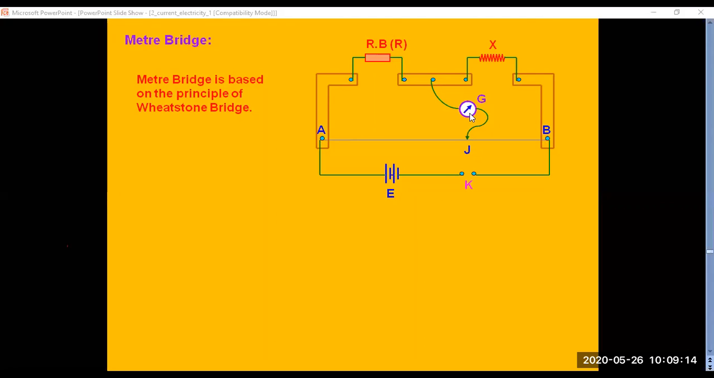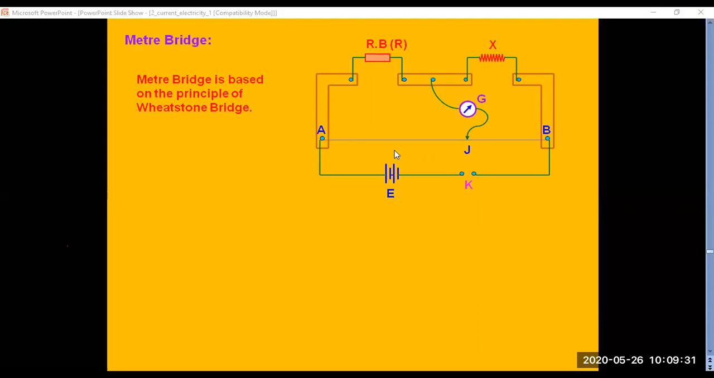As you keep moving, you will get a point J where the galvanometer will show 0. That means no current is passing. So that point is called the balancing point. Keep it in mind, you should take your jockey and keep moving it until the galvanometer shows 0 deflection. That point you should note down as J.